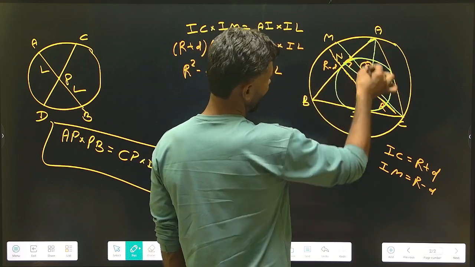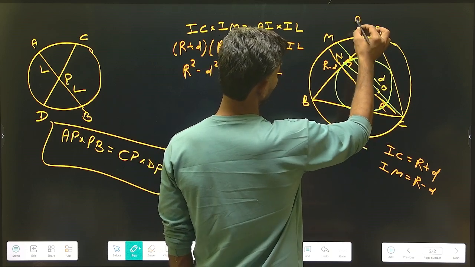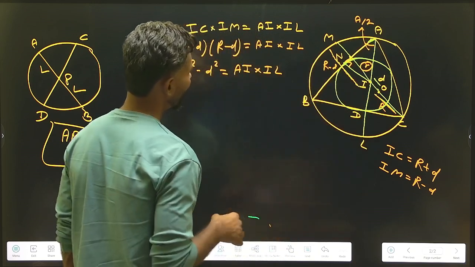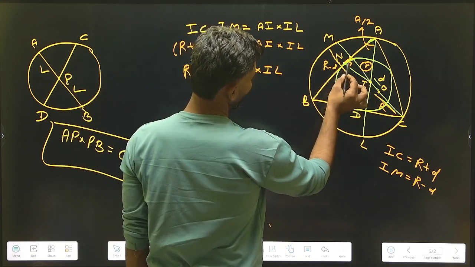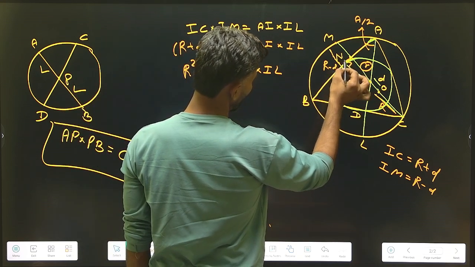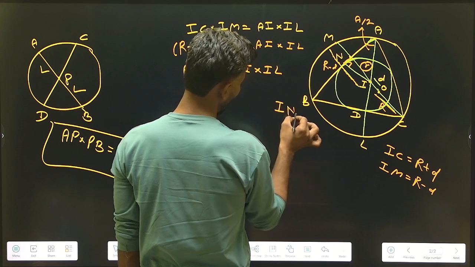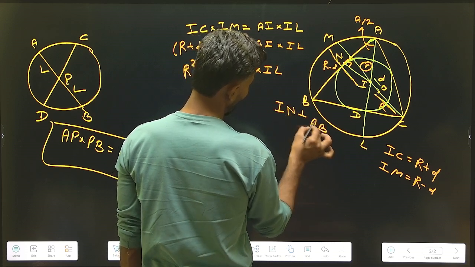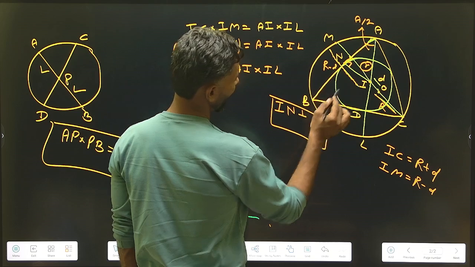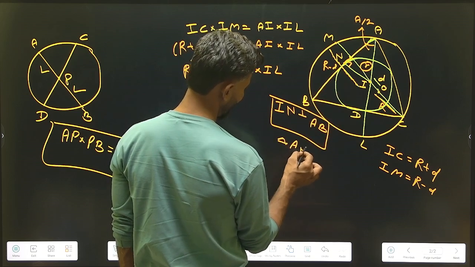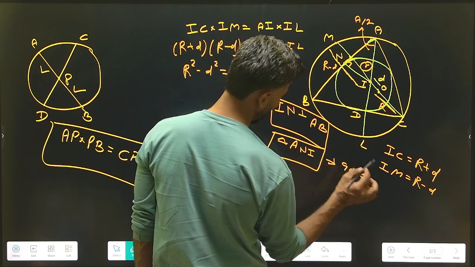And if AI is the angle bisector, so it will be A upon 2. This will be A upon 2. So here is a triangle, and this point is N where the perpendicular is just touching. I am saying IN is perpendicular to AB. And you can say triangle ANI is the right angle triangle, 90 degree triangle.